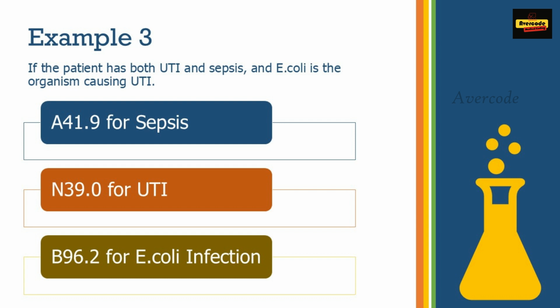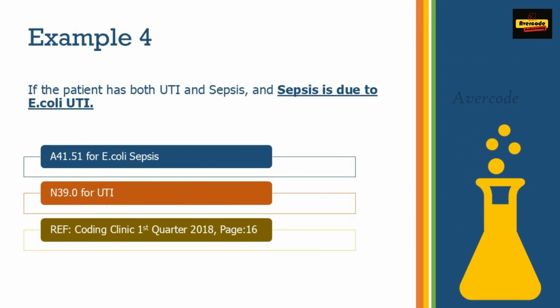Example 3. If the patient has both UTI and sepsis, and E. coli is the organism causing UTI. Code A41.9 for sepsis, N39.0 for UTI and B96.2 for E. coli organism. Example 4. If the patient has both UTI and sepsis is due to E. coli UTI. Code A41.51 for E. coli sepsis and N39.0 for UTI. Please refer to the following Coding Clinic for the same scenario.